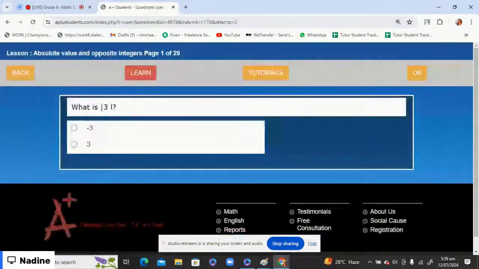What is the absolute value of 3? Everyone tell me please. Hurry up. Absolute means you are going to put everything in the positive. Okay? Got it? So this is basically plus 3. Understand? Now, what is the opposite of 91?